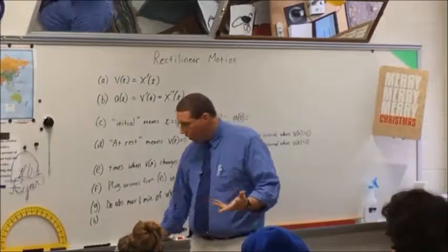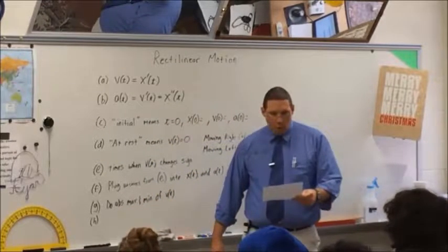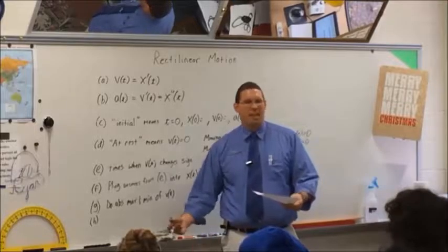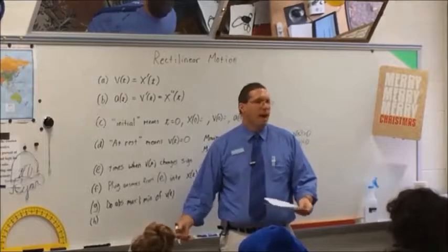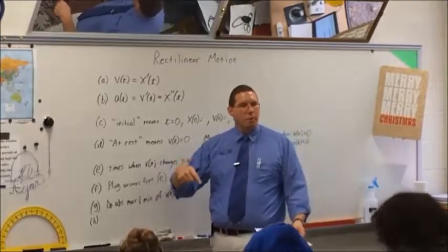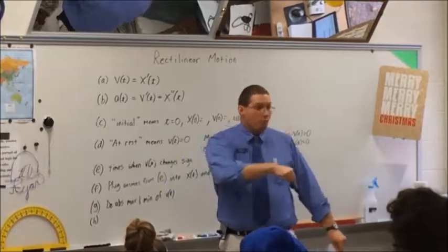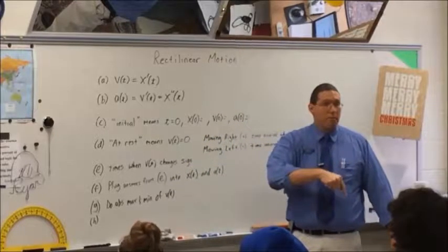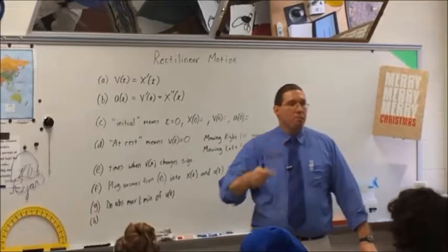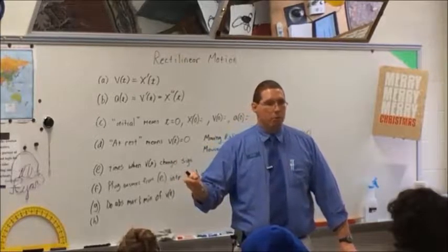All right, so H. Notice what I said in G: when do these happen? What does that mean? At what times? Remember how I said that when you're doing maximum and minimum questions, sometimes you might be asked for the output, what is the maximum velocity, and then you might be asked for the input, when does the maximum velocity occur? Because that's important too.